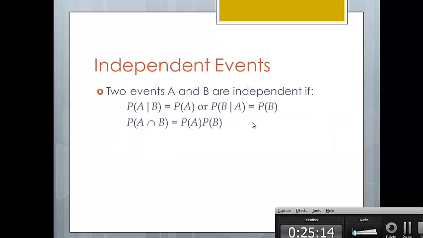Reviewing again a little bit more jargon. Two events are independent if the probability of A occurring given that B has occurred is equal to the probability of A, meaning it really didn't matter whether B happened or not, A is still going to happen. So two events are independent if one occurring doesn't have an impact on the other occurring at all.